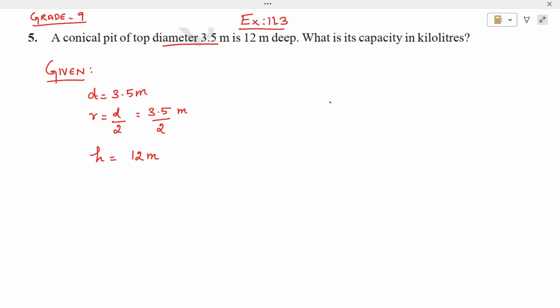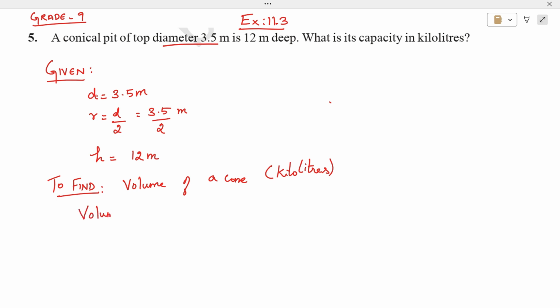What is its capacity? In order to find the volume, the capacity is nothing but the volume of a cone. So I need to find the volume of a cone, but my unit should be in kiloliters. So if the unit is in meter cube, first convert meter cube to liter and then to kiloliters. Okay, so let's find the volume of a cone.